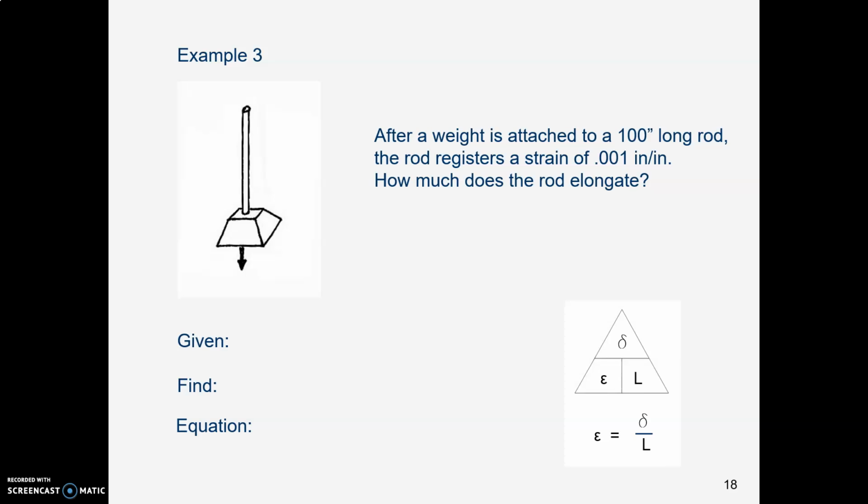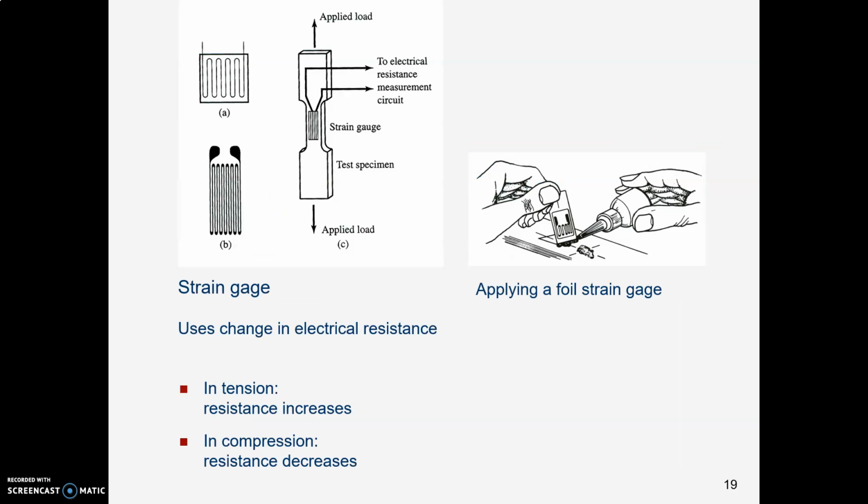Now let's switch it up a little bit. We have a weight hanging from this rod. The rod is 100 inches long, and the rod registers a strain of 0.001 when you attach a weight to it. How much does the rod elongate? Well, how in the world do you know how much strain there is? The answer is you use a strain gauge.